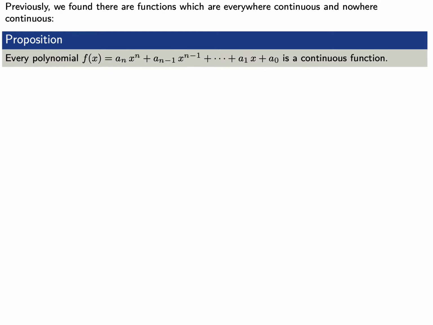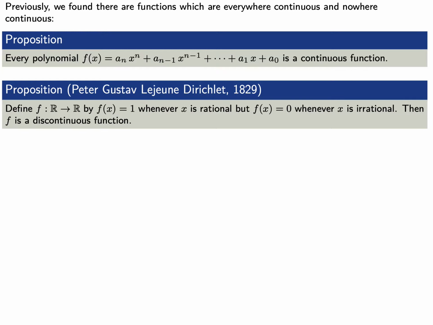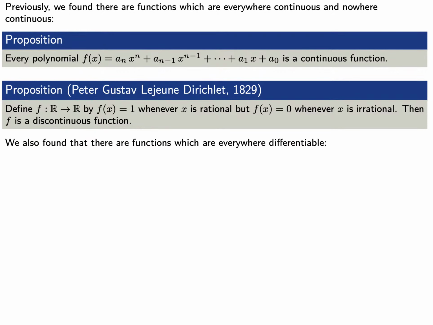For example, we found that every polynomial is a continuous function. We also found, by an example of Peter Lejeune Dirichlet from 1829, that there is a function which is discontinuous everywhere. Consider that function f that takes on the value 1 whenever x is a rational number and 0 whenever x is an irrational number. We also found that there are functions which are everywhere differentiable.